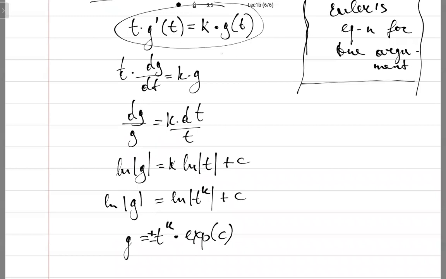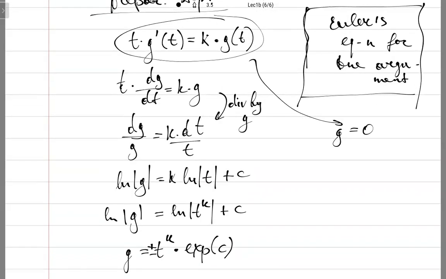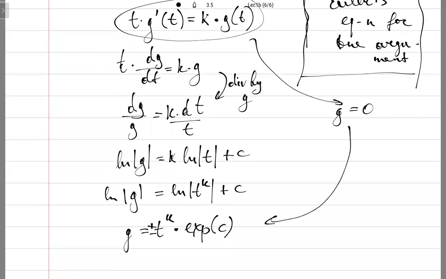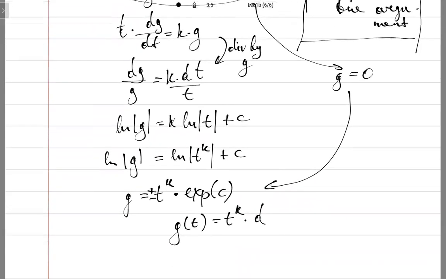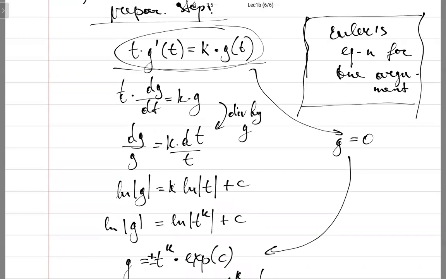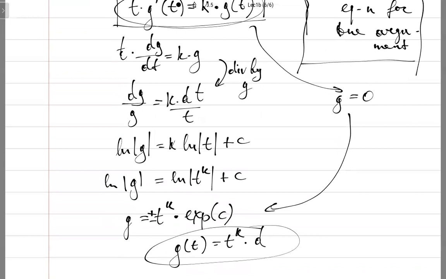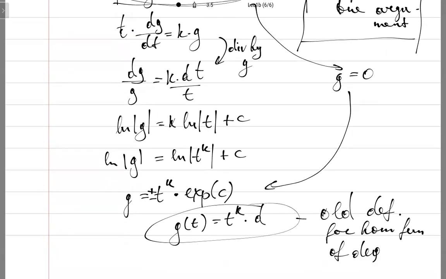And I have one more solution, because I have divided by my function, so I need to check the trivial solution when the function is zero. And indeed, it's a solution of my differential equation. I go back here, and my conclusion is that g of t is t to the power k times some constant. Let's call this constant d. Basically, with one variable, one argument, this differential equation has this as a solution. This is our old definition for a homogeneous function of degree k.